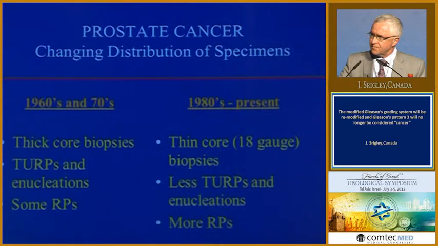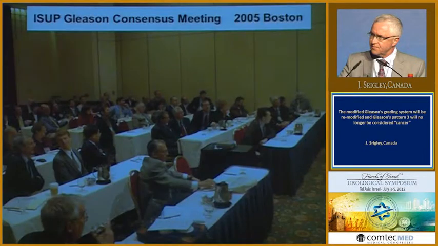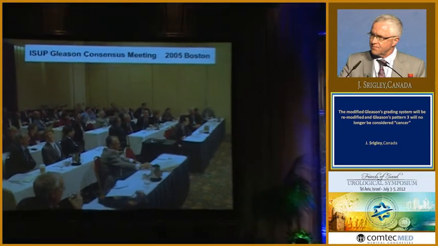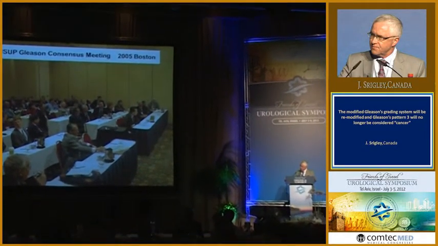So what's happened between the 1960s and the current time is that there's been a big change in practice. We've gone from thick core biopsies to thin core biopsies. There are fewer TURs and enucleations, and a great number more radical prostatectomies have been done in modern times. So back in 2005 in Boston, we had a meeting of the International Society of Urological Pathology where we came up with a modification of the Gleason system based on modern-day practice with thin core biopsy. We discussed a lot of things at this meeting, but I'm just going to highlight some of the most important ones.